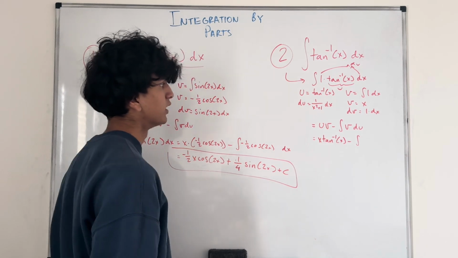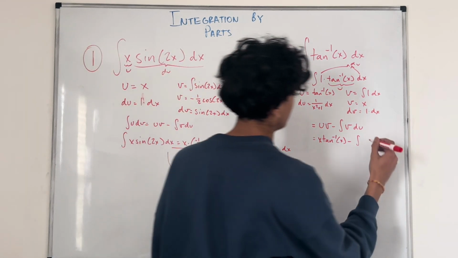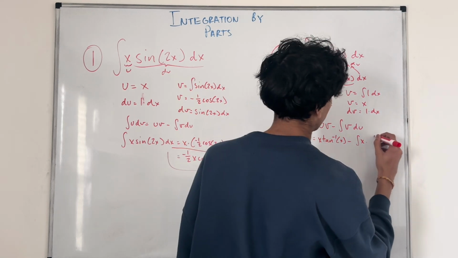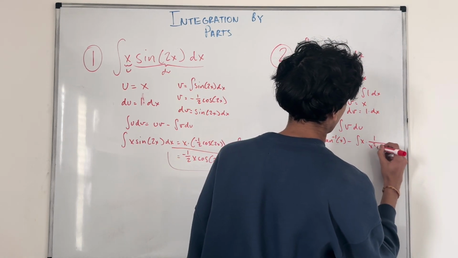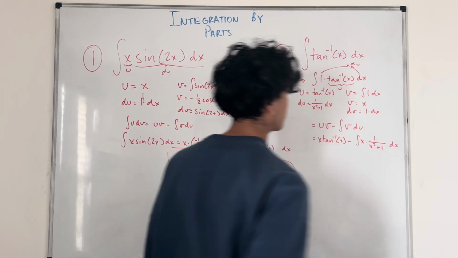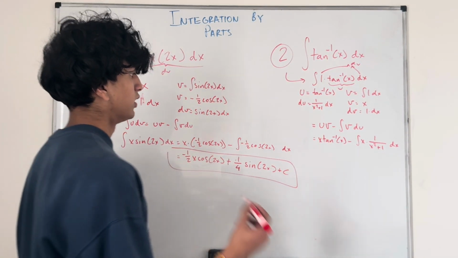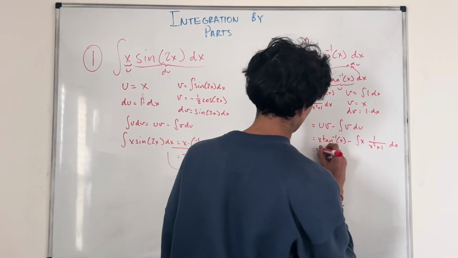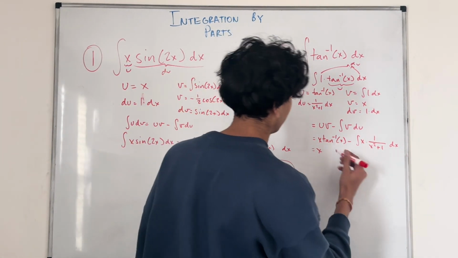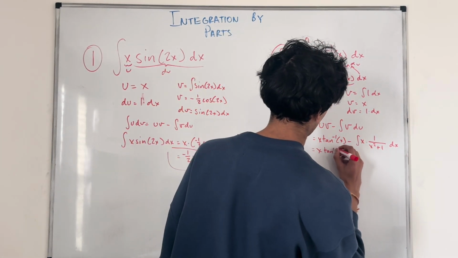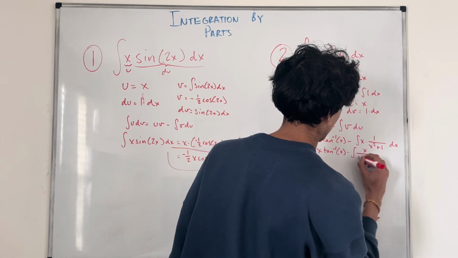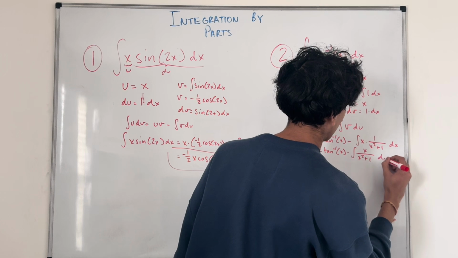Integral of v du, so it would be x, and du becomes times 1 over x squared plus 1 dx. Okay, so this is not one that's super trivial. Like, you can kind of do the earlier one in your head, but this you actually have to go, wait, that's a whole integral in and of itself. Minus the integral of x over x squared plus 1 dx.